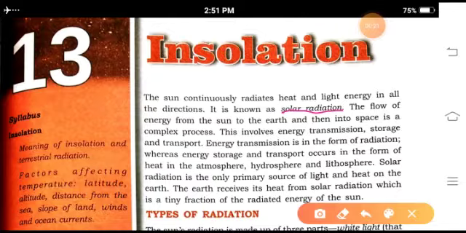The flow of energy from the sun to the earth and then into space is a complex process. This involves energy transmission, storage, and transport. Energy transmission is in the form of radiation, whereas energy storage and transport occur in the form of heat in the atmosphere, hydrosphere, and lithosphere. Solar radiation is the only primary source of light and heat on the earth.